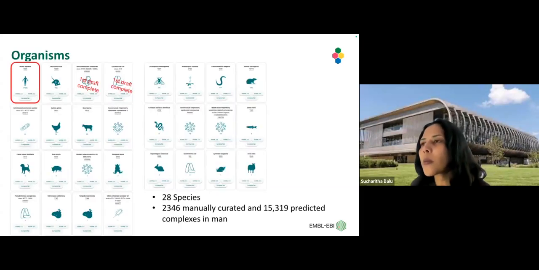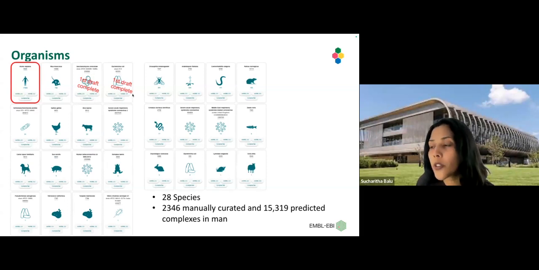As I mentioned, we have manually curated complexes across several species. We now have it across 28, and we have the complete first draft of complexes for the Saccharomyces cerevisiae and E. coli K12 strains. When we did our last release, we had over 2,300 complexes, and now we have over 15,000 predicted complexes for humans. We tend to release about 4 times a year. Another release is coming shortly, so keep a lookout for it.